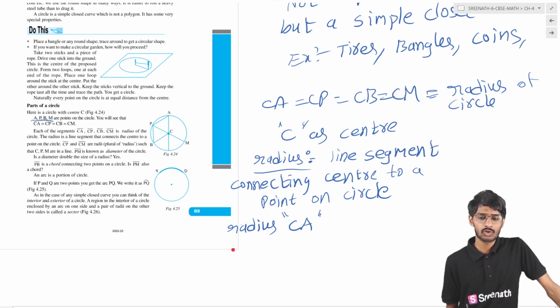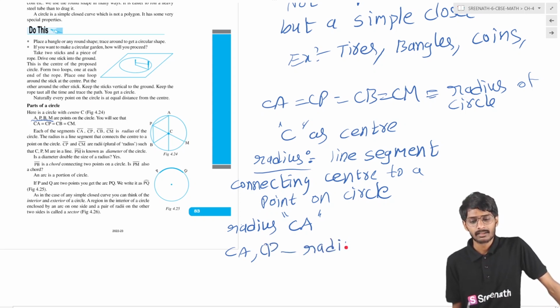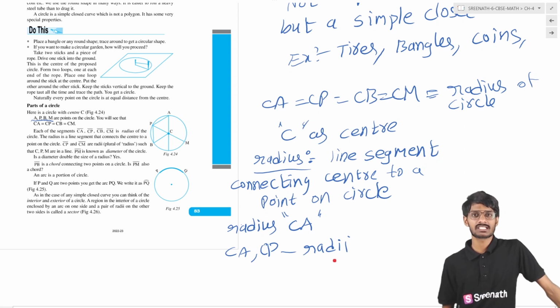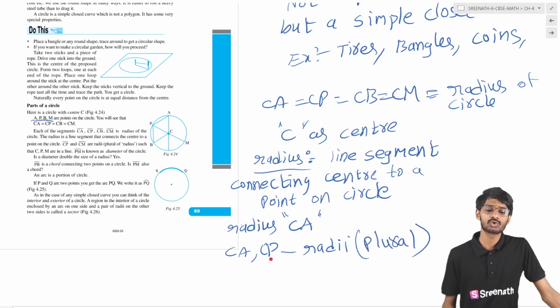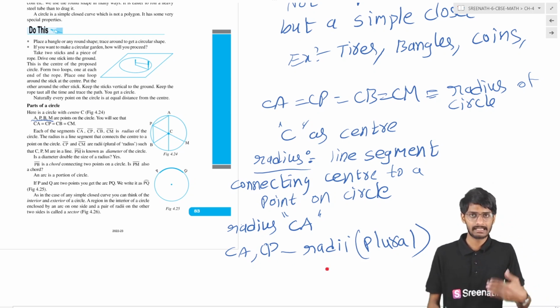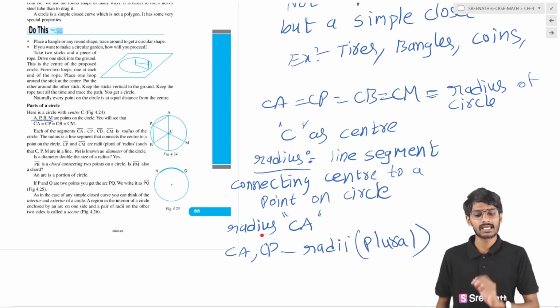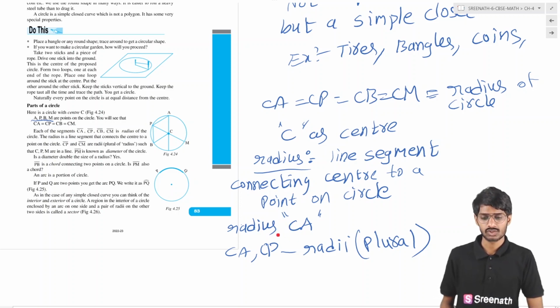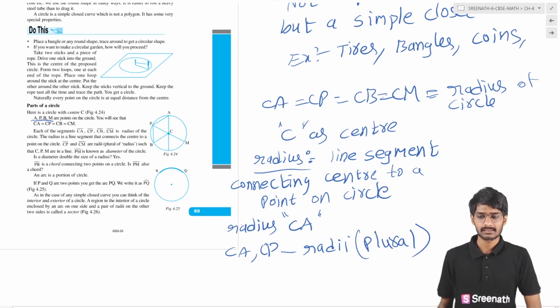But if you are talking about CA, comma, CP, or the radii of the circle, then we call them radii. So CA, comma, CP are radii of the circle. Why? Radii is the plural word. So while talking about two radiuses, we have to use radii. But when we are talking about a single radius, we are talking about CA only, students.